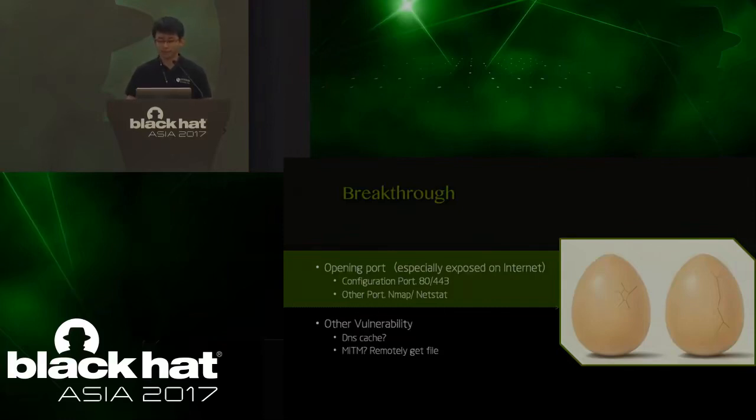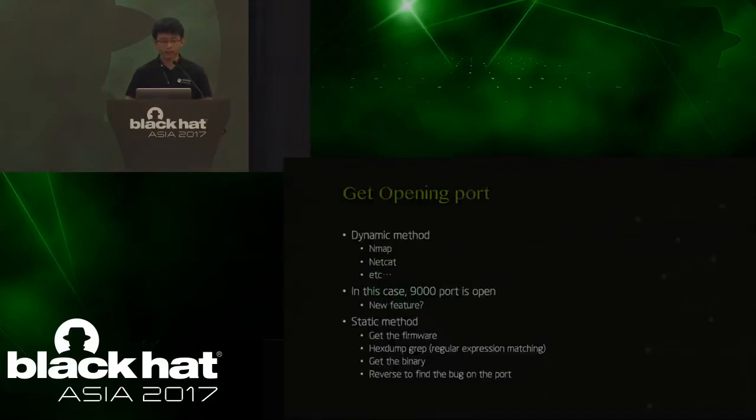Of course, there are also many other vulnerabilities to attack devices, but in this lecture, we will focus on the primary and direct way. It's from opening port to root shell and more. If you own a router, you can run nmap against it to find the open ports. In this case, we can see an interesting port 9000. Is it a new feature?